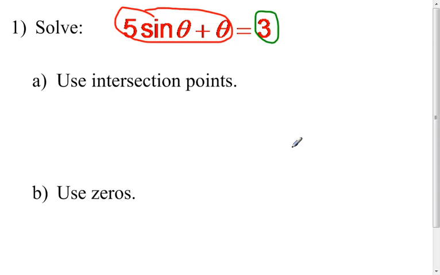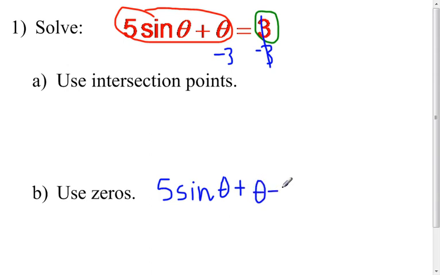Another way to do it in part B would be to have the equation set equal to 0. So if I take this equation and set it equal to 0, I am going to subtract 3 from both sides, obviously, and from that one they drop. And then I will have the equation 5 sine theta plus theta minus 3 equals 0. Okay? When I do that, then I have it set equal to 0.